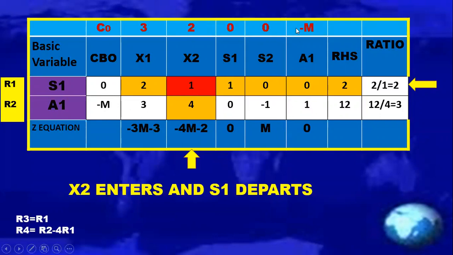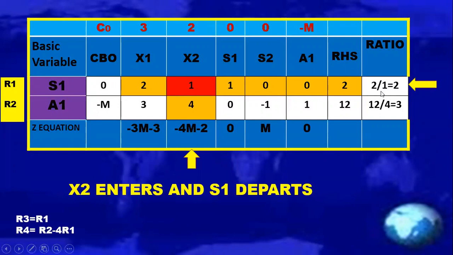Again minus m minus of minus m is plus m. So minus m plus m is 0. Now if you see the z equation, these are the two columns which have a negative value. You assume m as a large value, take it as 100. Now it is minus 3 into 100 is minus 300, minus 3 is minus 303. Minus 4 into 100 is minus 400, minus 2 is minus 402. A larger negative value you have to consider. So this becomes my key column.